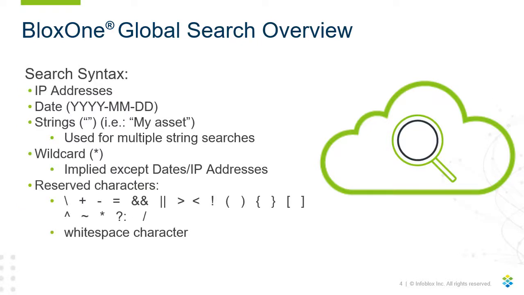BloxOne's global search accepts IP addresses, dates in the year, month, day format, multiple strings that are separated with whitespace via double quotations, the asterisk as the wildcard character, which is implied unless dates or IP addresses are being searched. BloxOne's global search also has a list of reserved characters as shown in the final two bullets in this slide.